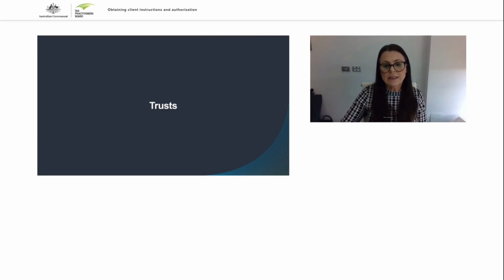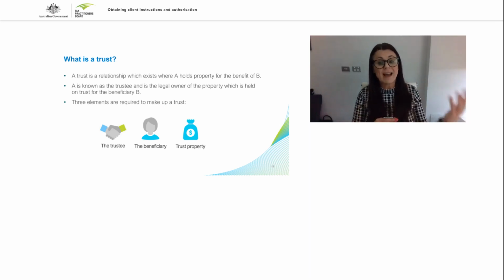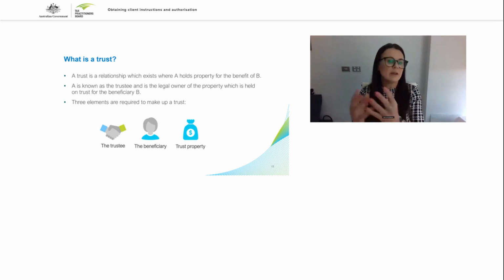Now we'll talk about trusts, and trusts are quite common, however they are frequently misunderstood. So let's have a quick look at the definition of a trust. Put simply, a trust is a relationship which exists where A holds property for the benefit of B. A is known as the trustee and is the legal owner of the property, which is held on trust for the beneficiary, which is B. 3 elements are required to make up a trust. They are the trustee, the beneficiary, and the trust property.